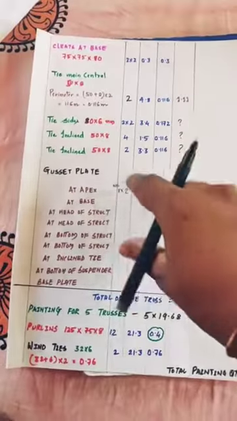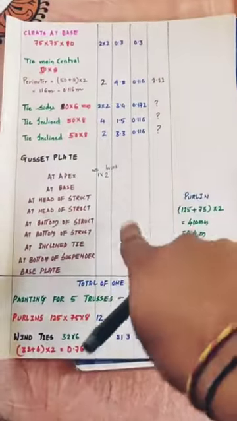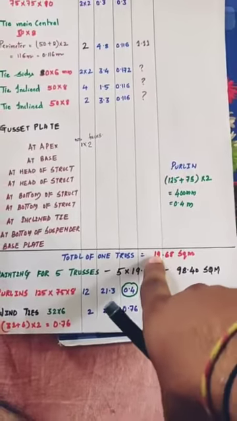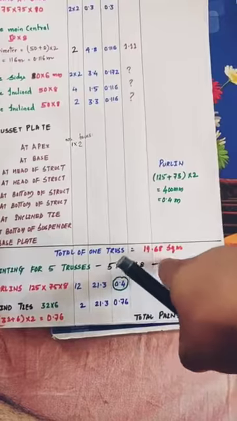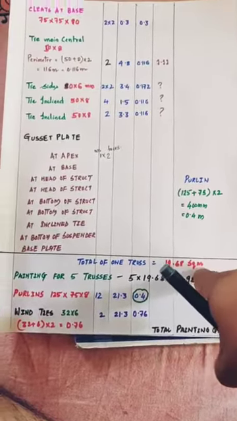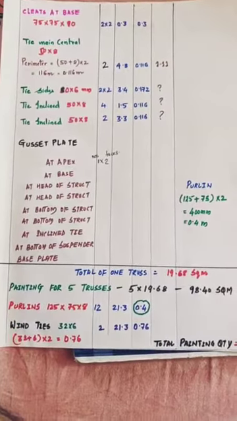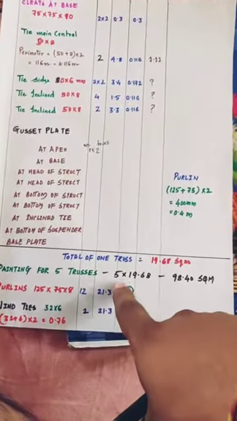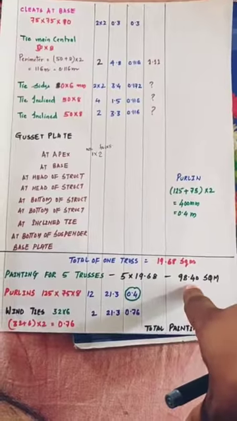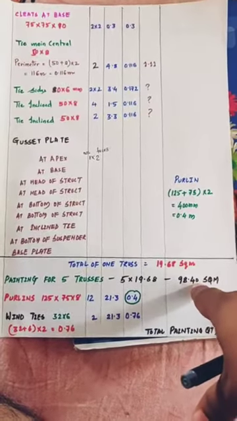Similarly you go on doing with the other parts, right? Once you calculate, your total quantity of painting work for one truss should come out to be what? 19.68 meter square, right? Then once you get the quantity of one truss, multiply that with the number of trusses, and you will get the total quantity for painting for 5 trusses.